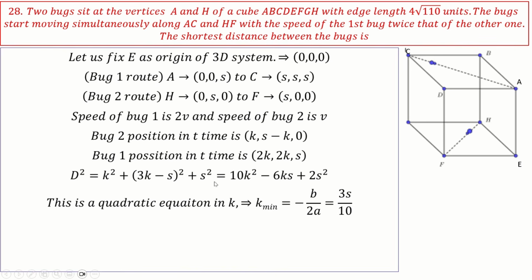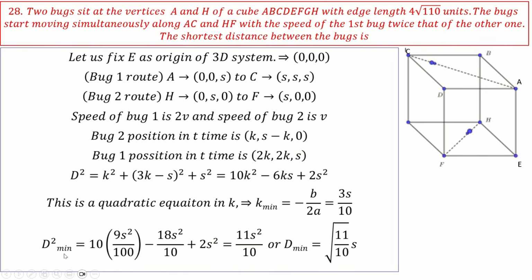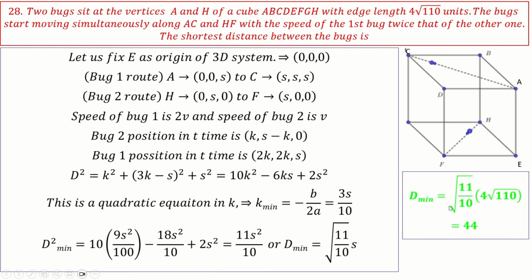Now substitute this k minimum in d square. What I get is d square is 11S square by 10, or d minimum is square root of 11 by 10 times S. Now all I need is S, so substitute S, which is 4 square root of 110. So d minimum is nothing but 44. This is the answer. Hope you understand this problem.